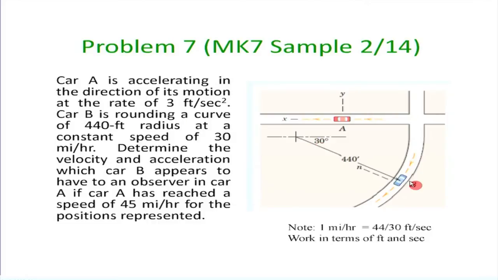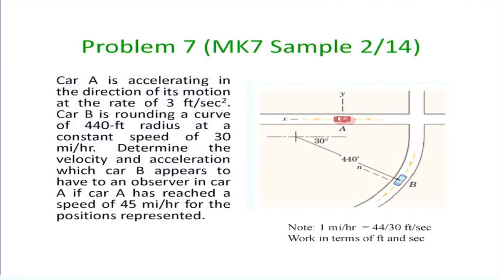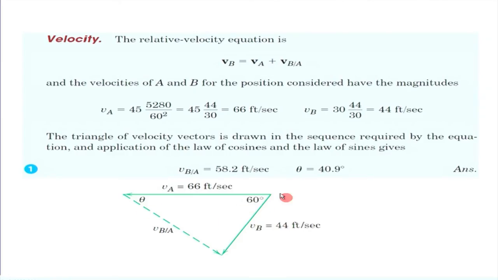This angle is 30 degrees. The velocity is tangential to this curve, and the magnitude of this one is 44 feet per second. So we just put that in here. This is 44 feet per second, a vector corresponding to the velocity of car B. This horizontal one is 66 feet per second, the corresponding vector for car A. This is 30 degrees, so we have put these values here.